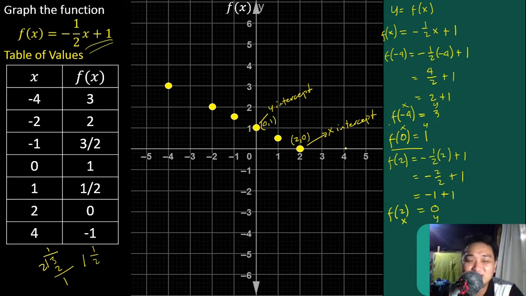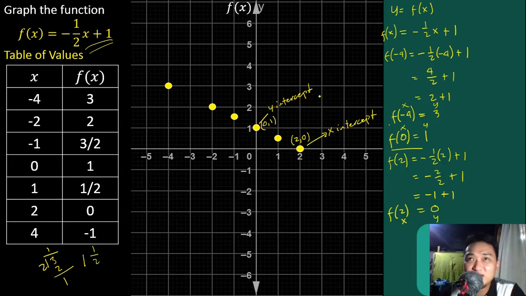Ano ibig sabihin ng x-intercept? Yung x-intercept po, that is the point where the line passes through the x-axis. Kabaliktaran naman ng y-intercept. Pag y-intercept, it is the point or the coordinate where the line passes through the y-axis. Pag x-intercept, it is the point where the line passes through the x-axis.